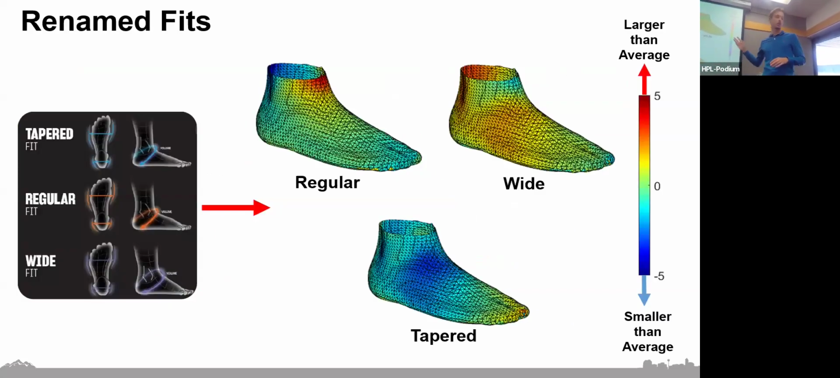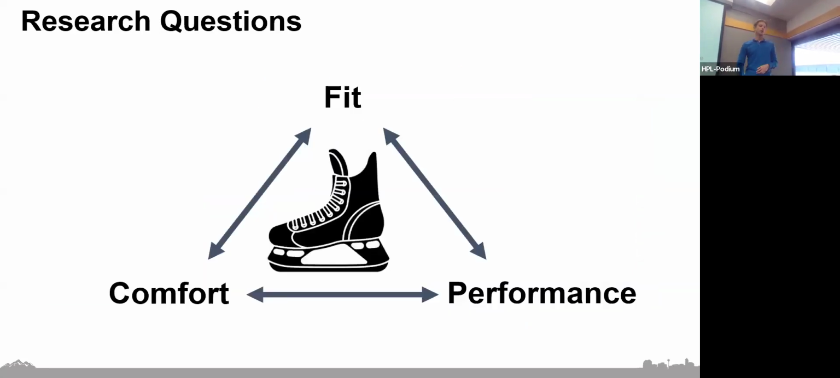We renamed the fits we generated to sort of match the current CCM convention. So we effectively sort of replaced the lasts that they were previously using for these skate fit options with new population-informed 3D shapes. And with these new fits in mind, we go back to our skate optimization problem. And if we want to optimize for fit, comfort, and performance, how can we use this study to sort of find any relationships between the three?